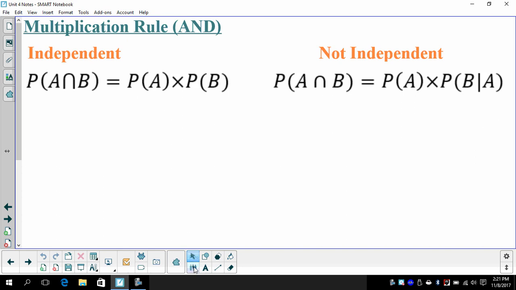Now, if those events are not independent, then we need to do something else. So we're going to multiply the probability of event A happening by the probability of event B happening, given that A has already happened. So that means that event A happening is going to change the probability of event B, and so we need to use this conditional probability because they're not independent events.